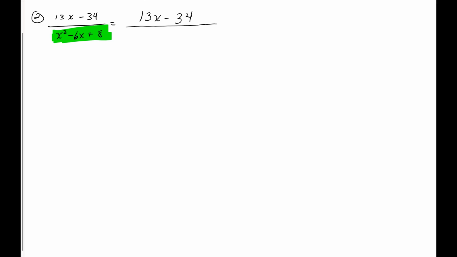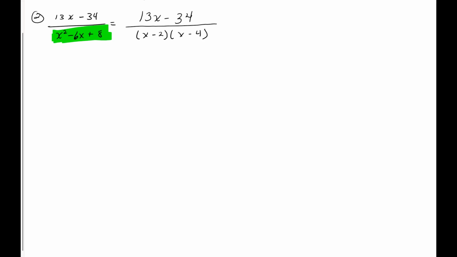So let's think about it. Factors of 8. Okay, let's see. 1, 8, 2, 4. Those are the only factors of 8. Which ones add to give me negative 6? Well, 2 and 4 add to give you 6. If they were both negative, then they'd add to give you negative 6. So I found my distinct factors, x minus 2 and x minus 4. So that's what would happen there.